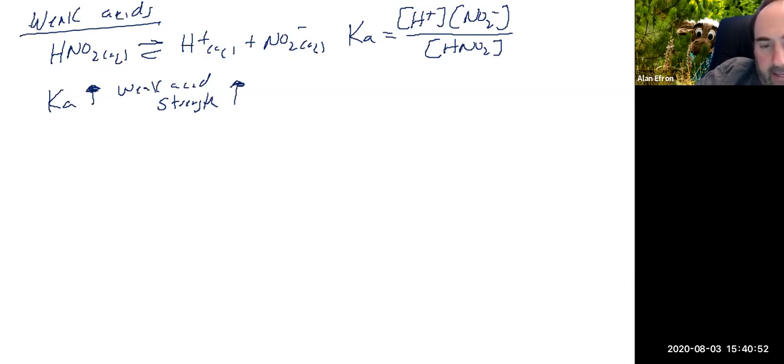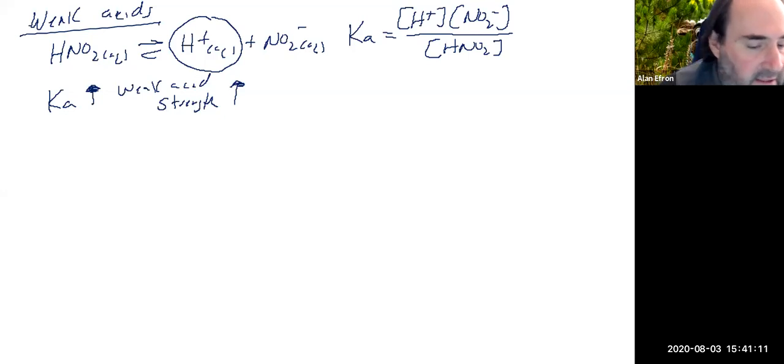And again, what that means is, because it's an equilibrium constant, if we have a high Ka value or a large Ka value, that means we mainly should have products at equilibrium. And if we mainly have products at equilibrium, that means we have a good amount of H plus being formed, which is your basic definition of your acid, and why, again, as the Ka value increases, so does the weak acid strength.